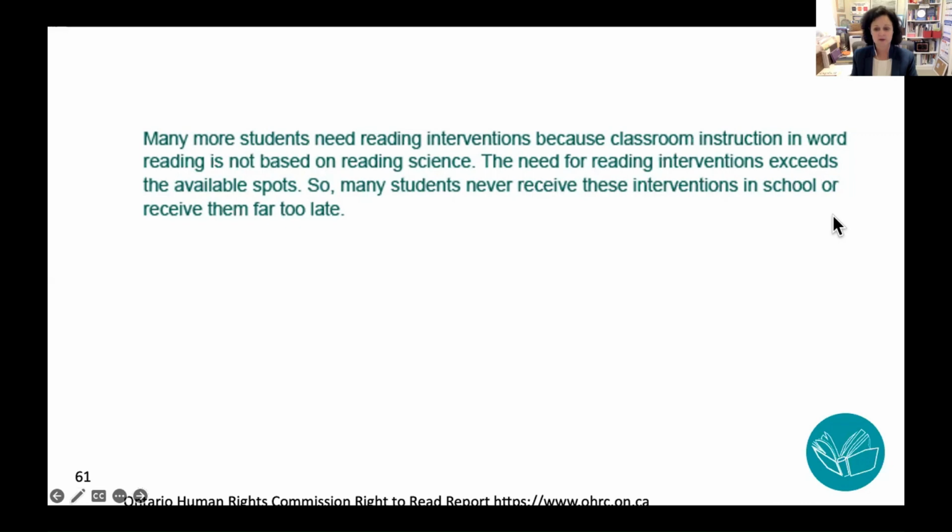Boy, isn't that the truth? Isn't that the pain that we experience, whether we're educators or family members of struggling readers? This is the reality, right, that many of us are facing. So many students never receive those interventions in school or receive them far too late. Two tragedies that can be prevented. Perhaps that's the worst of this, that this doesn't have to be the case.